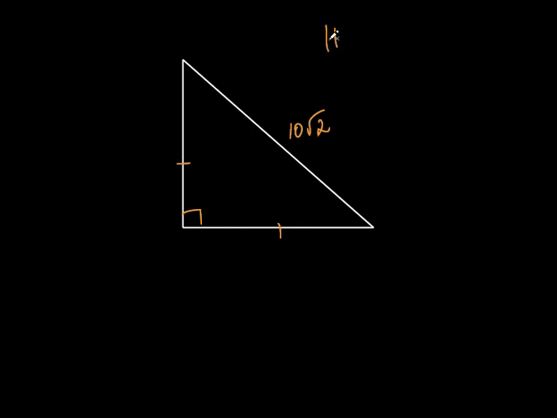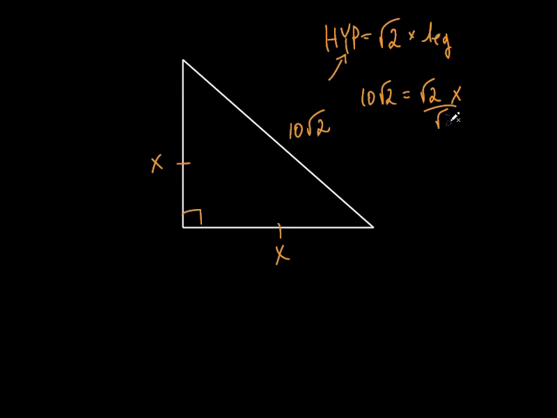Now, how did you get from the hypotenuse to the leg? Remember what the formula was. The hypotenuse, and you should write this down, is the square root of 2 times one of the legs. But this time, they tell you the hypotenuse. So watch what I'm going to do. We'll just call this x, and we'll call that x. So what is the hypotenuse? It's 10 square root of 2. What does that equal? It equals the square root of 2 times one of the legs. What's one of the legs? x. How do I get x by itself? Divide it by the square root of 2.